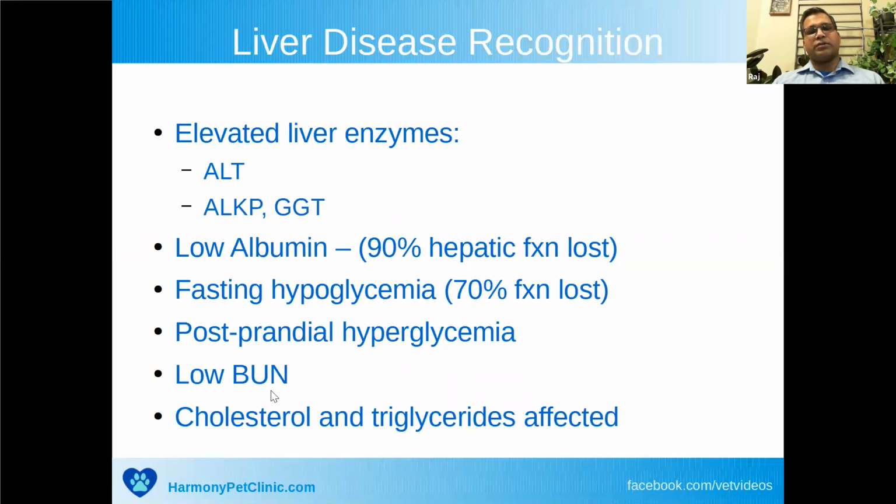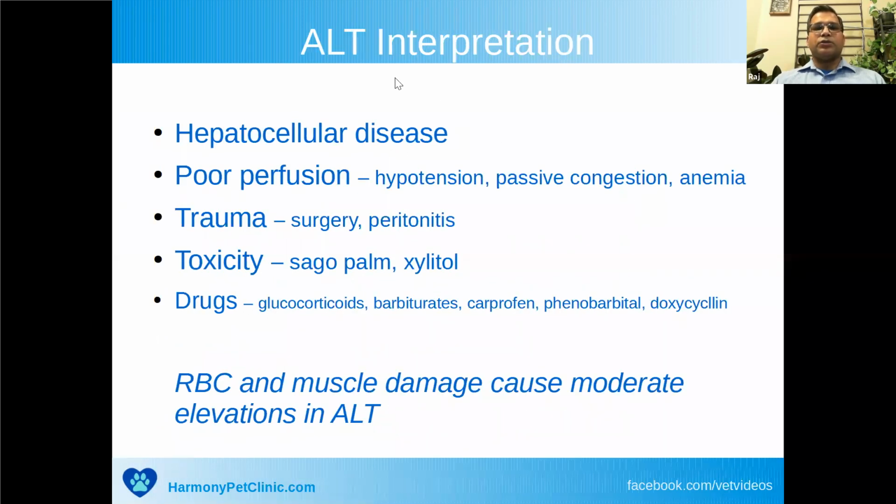Low blood urea nitrogen: the ammonia that is absorbed from the intestine is carried to the liver through the portal vein, where it is converted into blood urea nitrogen. So if the liver is not functioning, there will be an increased amount of ammonia in the blood and low blood urea nitrogen. Cholesterol and triglycerides are also affected. They may be increased.